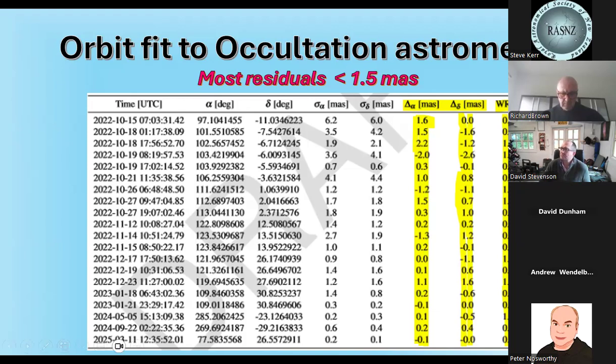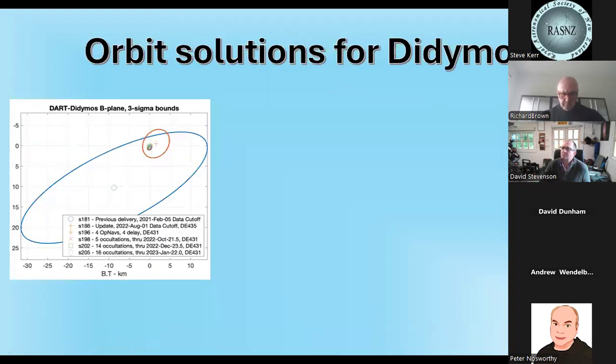So how does it all compare? With all this data, they generate a series of orbits. And these orbits are looking at what's the uncertainty at the time of impact derived from the orbits.